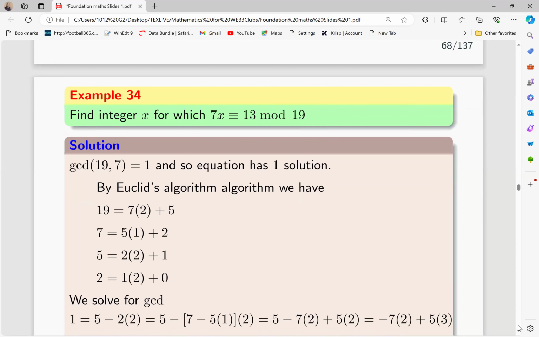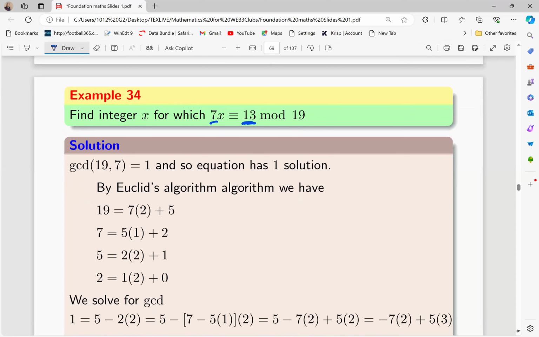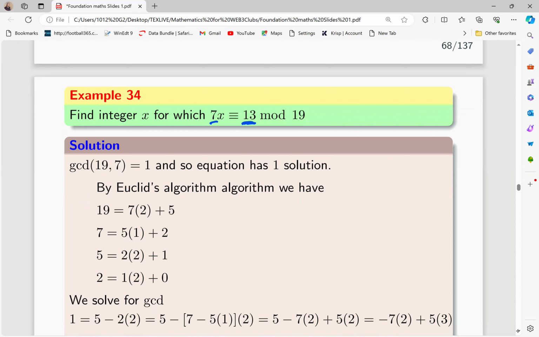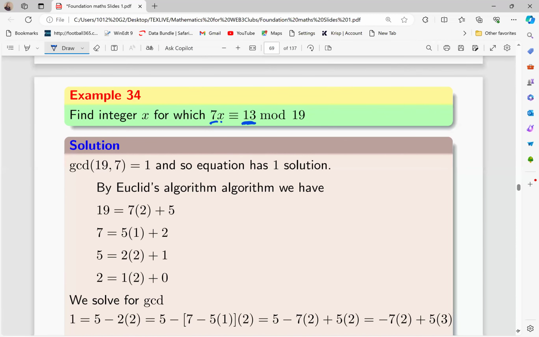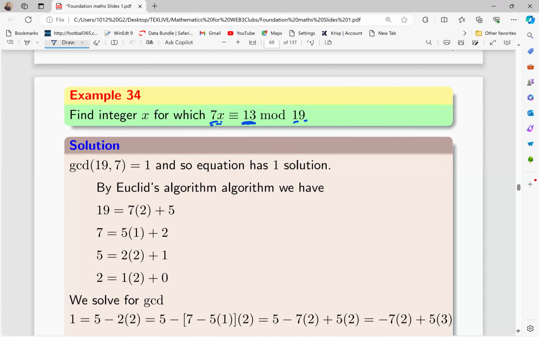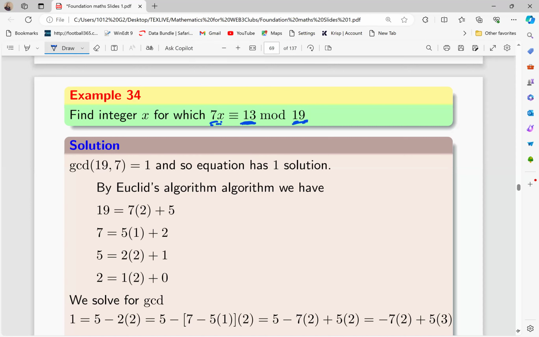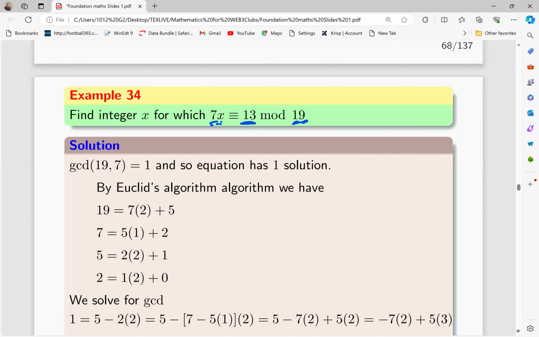Now this one, we are not looking for the inverse actually, because this is not 1. So we're not looking for the inverse of 7. But we're looking for a number which, when multiplied by 7, will give us 13 on a division by 19. That is the same thing as a number which, when multiplied by 7 and then divided by 19, will give you a remainder of 13. That's the number you're looking for.